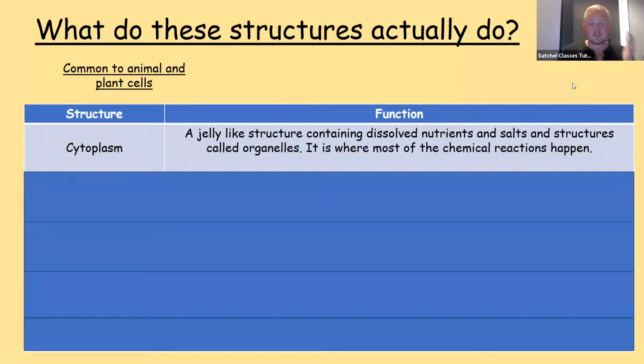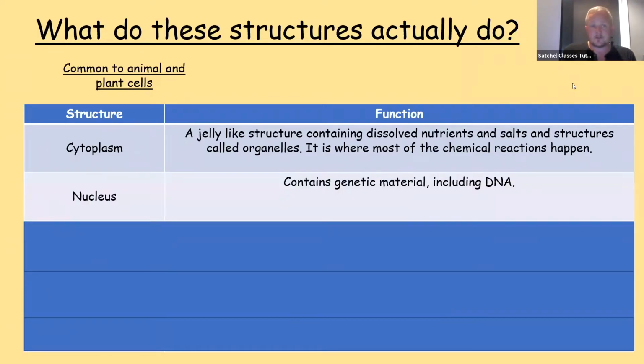Cytoplasm. It's a jelly-like structure containing dissolved nutrients and salts, and structures called organelles. It's where most of the chemical reactions for any animal, plant, and even bacterial cell occur. The nucleus. Only present in eukaryotic cells, like animal and plants, not present in bacterial. They contain genetic material, including DNA, chromosomes, genes, that kind of thing.